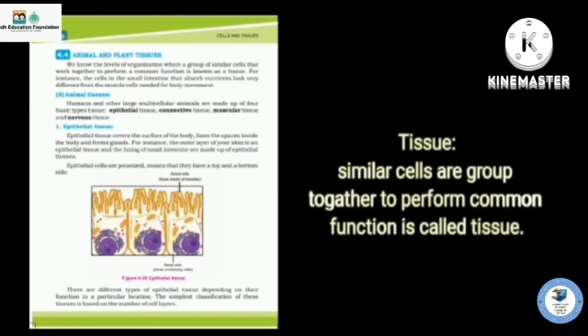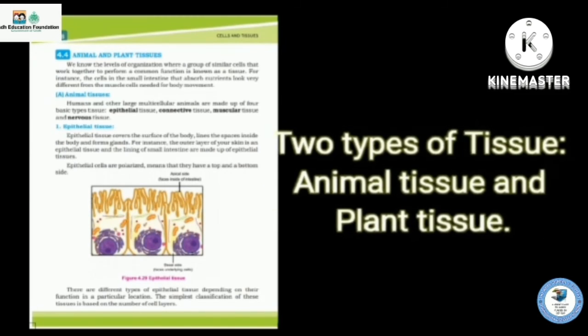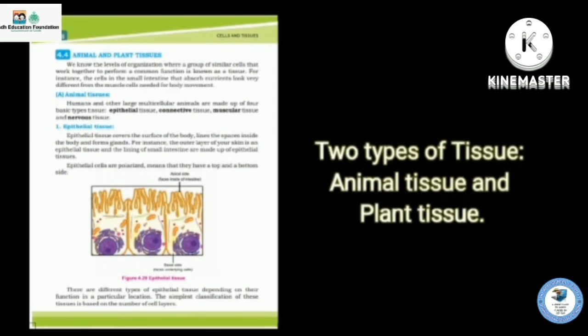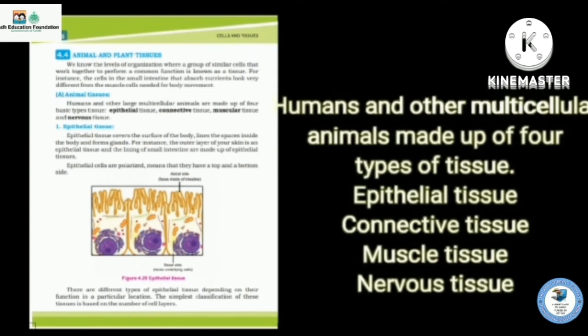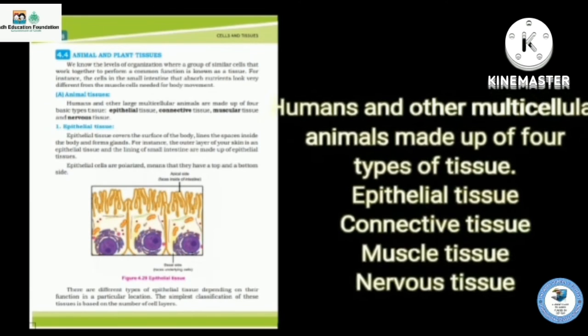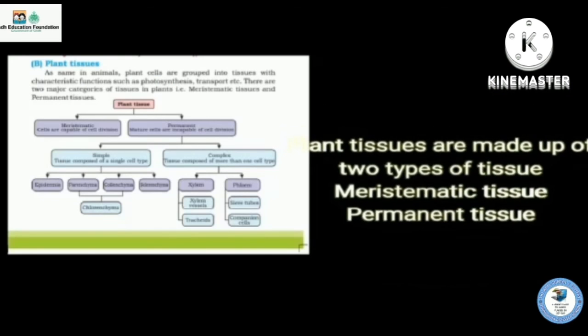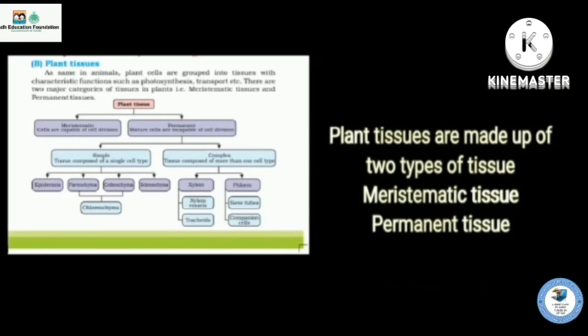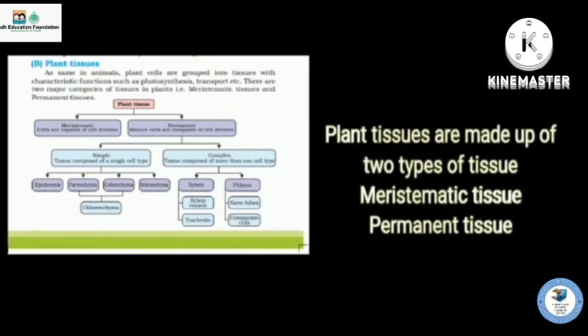Then tissue. Similar cells grouped together to perform a common function are called tissue. There are two types of tissue: animal tissue and plant tissue. Humans and other multicellular animals are made up of 4 types of tissue: epithelial tissue, connective tissue, muscle tissue, and nervous tissue. Plant tissues are made up of 2 types of tissue: meristematic tissues and permanent tissues.